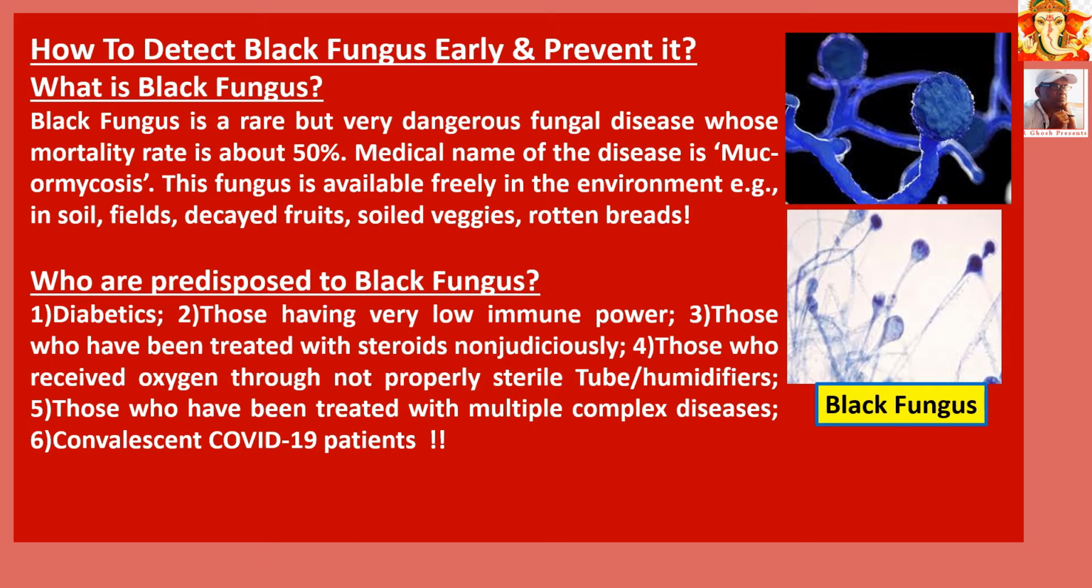Who are predisposed to black fungus? Number 1, diabetics. Number 2, those having very low immune power. Number 3, those who have been treated with steroids non-judiciously. Number 4, those who received oxygen through non-sterile tubes or humidifiers. Number 5, those who have been treated for multiple complex diseases. Number 6, which is most important, convalescent COVID-19 patients. Actually, this black fungus was caught by following these convalescent patients. During the treatment of COVID-19 patients, it has come to the surface. So that is most important.